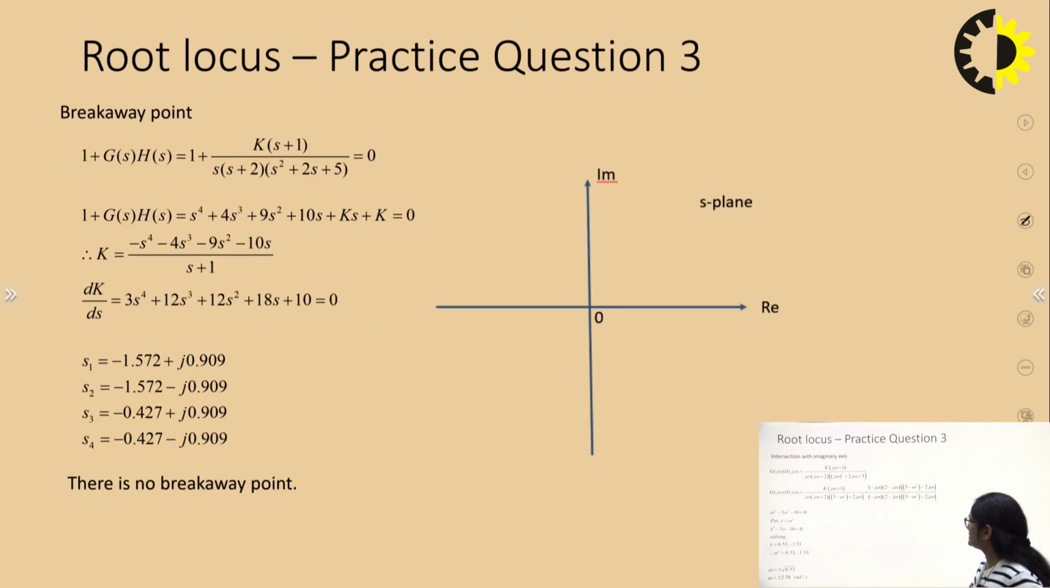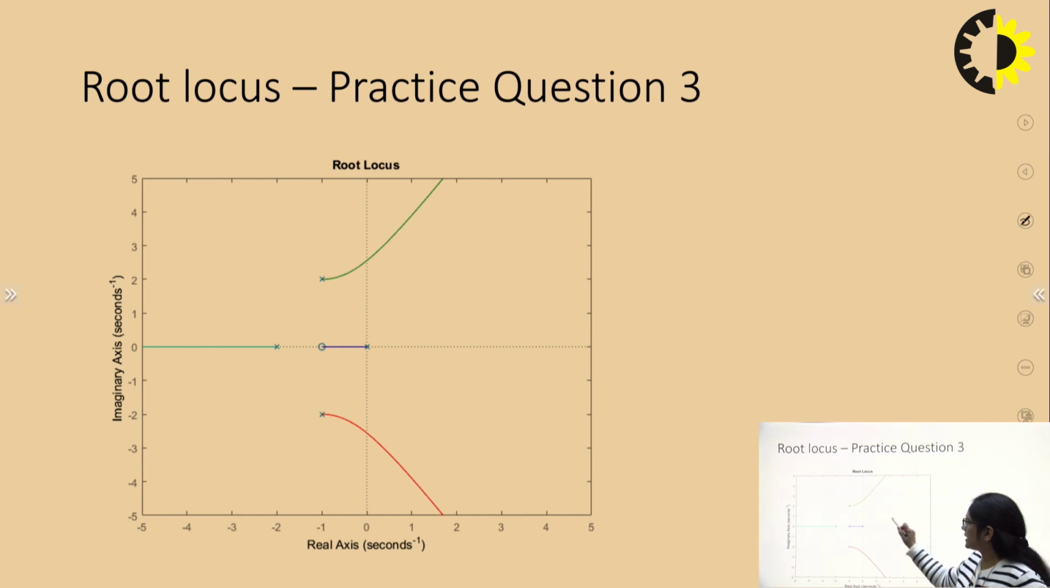For ready reference, I have taken the sketch of the system from MATLAB. We can see that these are the two complex poles and the loci will start at this open loop pole and tend towards infinity. This is the 0 axis. This is the 0 degree, 0 angle what we are talking about.